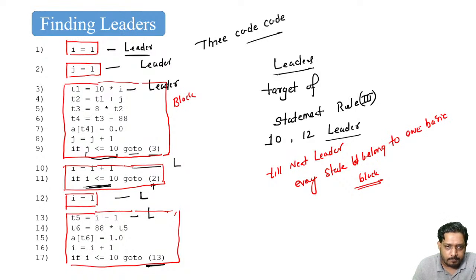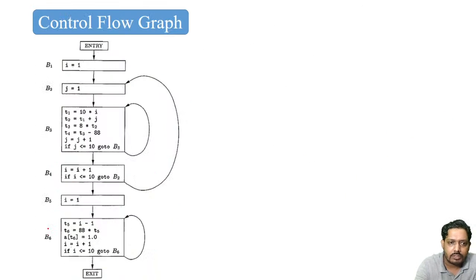Okay, so now I hope you understand how many blocks we have in this case. If I name them B1, block number 2, basic block 3, B4, B5 and B6, so there are 6 blocks.